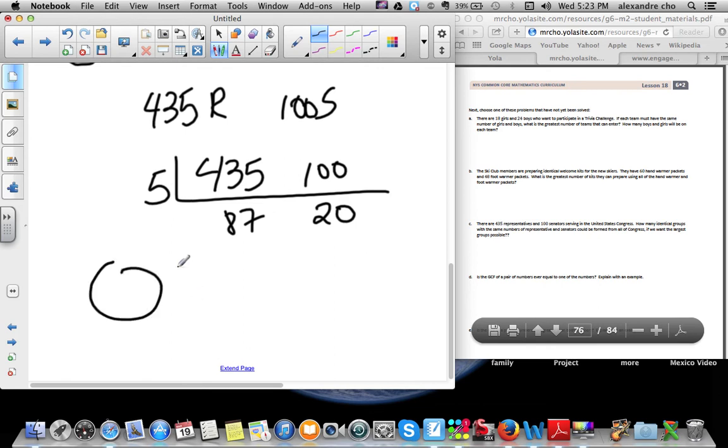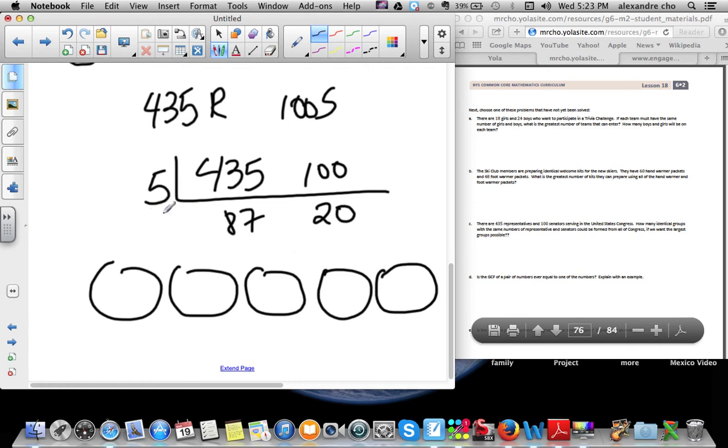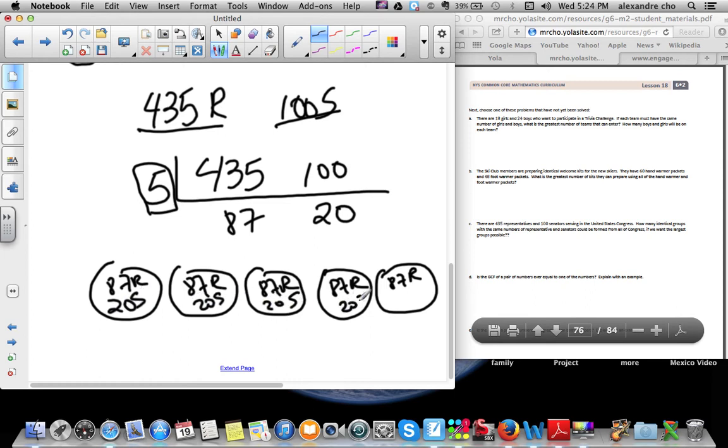So if you had 435 representatives and 100 senators, and you want to make equal groups, the maximum number of groups that you can make is 5, because that's your GCF. And each group would have 87 representatives. How did I get 87? Because I have 435 representatives and 5 groups, and 435 divided by 5 gives me 87. And if I had 100 senators and 5 groups, I would put 20 senators in each group. Okay.